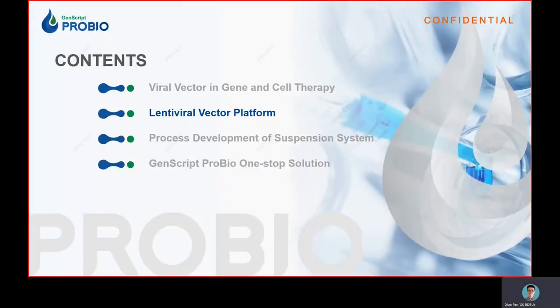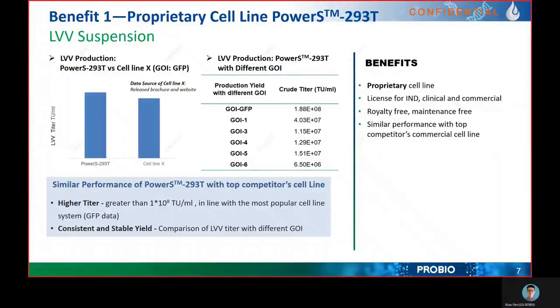In the next few slides, I will introduce the lentiviral vector production platform in GenScript Probio. Benefit one is we're using a proprietary cell line called Power S293T. This is a serum-free adapted suspension cell line that is demonstrated to be comparable and even better than the top competitor cell line, with regard to the titer greater than 1 to the power of 8 TU per ml and consistent and stable yield over many different projects.